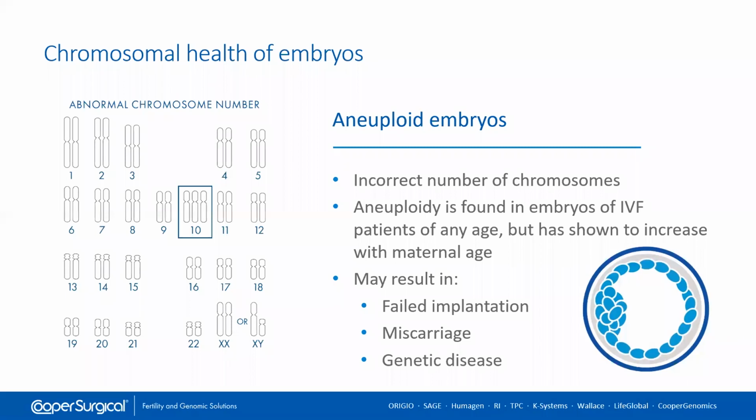So if you detect an embryo with a full triploid chromosome 10, the chances of that having a successful outcome are very, very low. And we know that a triploid or an aneuploid embryo will result probably in a failed implantation, a miscarriage, or depending on the abnormality, in a genetic disease.